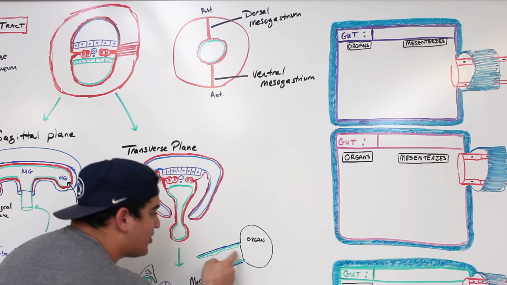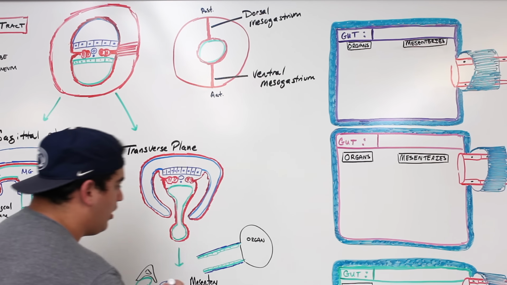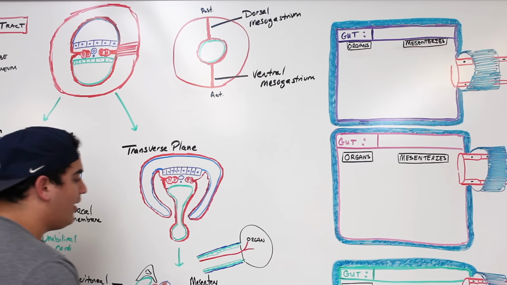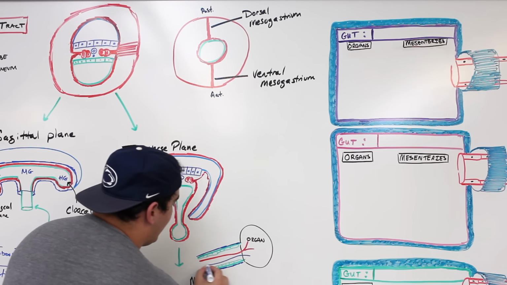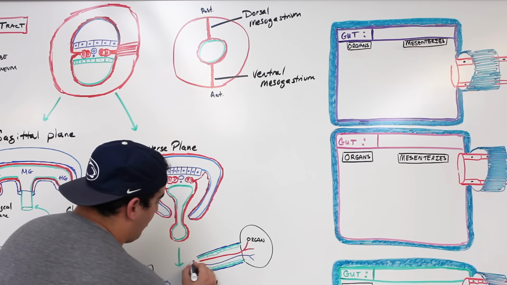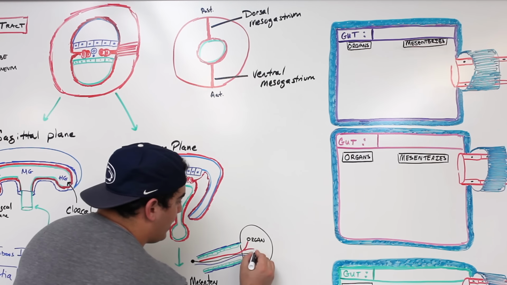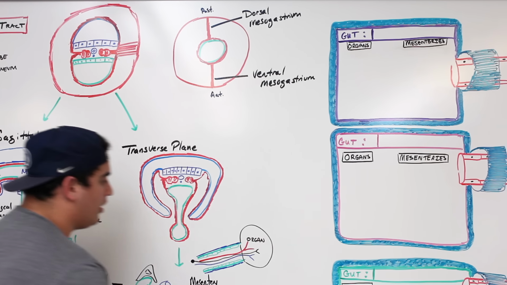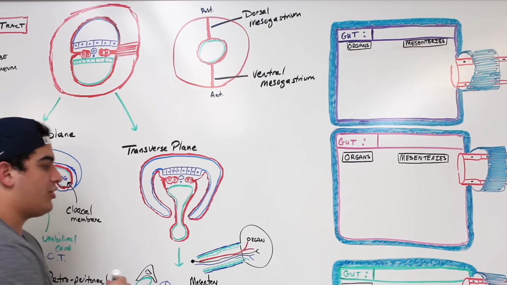Guess what that mesentery is good for? It's good for blood vessels to flow through to the organ. It's good for veins to come and drain the organ. It's good for nerve fibers that are going to come in here, for example, splanchnic nerves that are going to go and innervate the organ. And even lymphatic vessels too. So it's a really, really important structure.